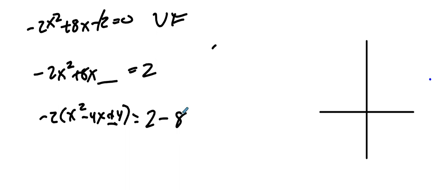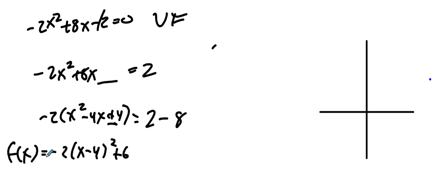So now we have negative 2x minus 4 squared, minus, well, in this case, plus 6 is f of x. Because this is negative 6, and we're going to move it to the other side, it's going to be positive 6. So really, this vertex is 4, 6.